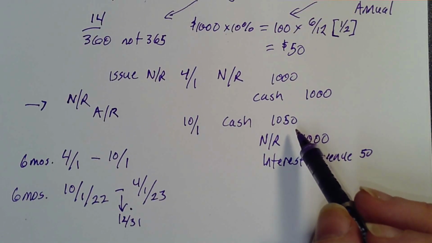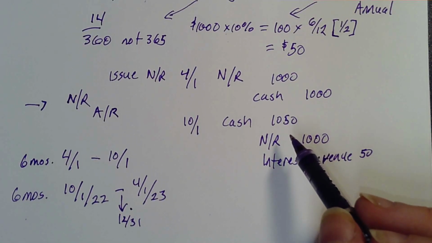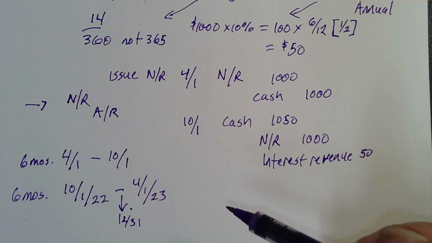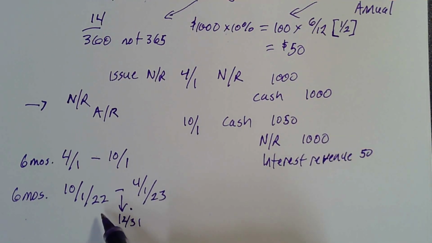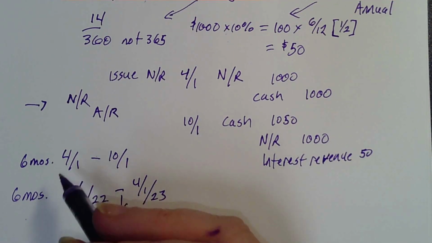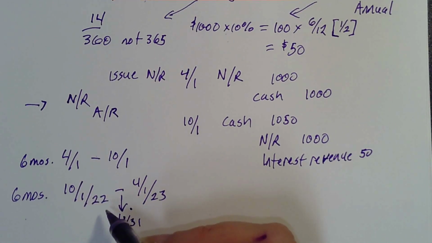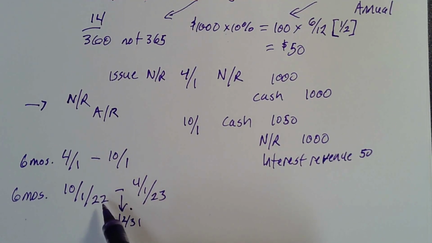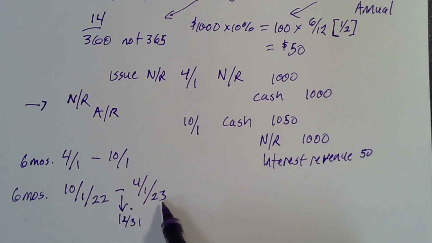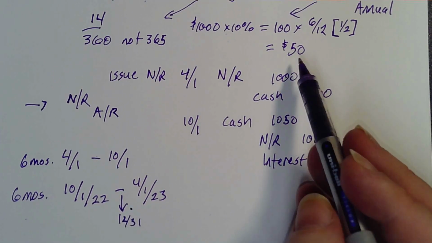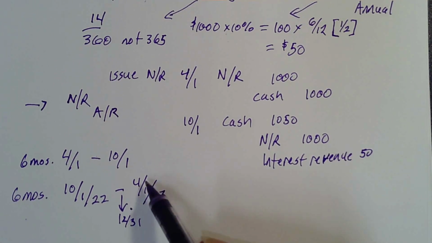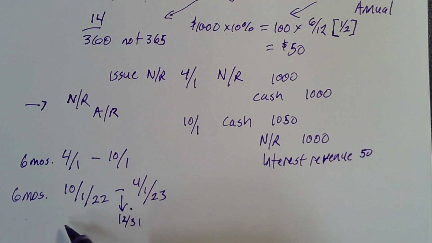The thing we have to remember is, just like we talked about in the last video, we recognize interest when it's earned. Well, didn't we lend the money? Wasn't it available to the person who borrowed it? Partly in 22 and partly in 23. So when we look at this $50, was that $50 all earned in 23? No, it was partly earned in 22 and partly earned in 23.